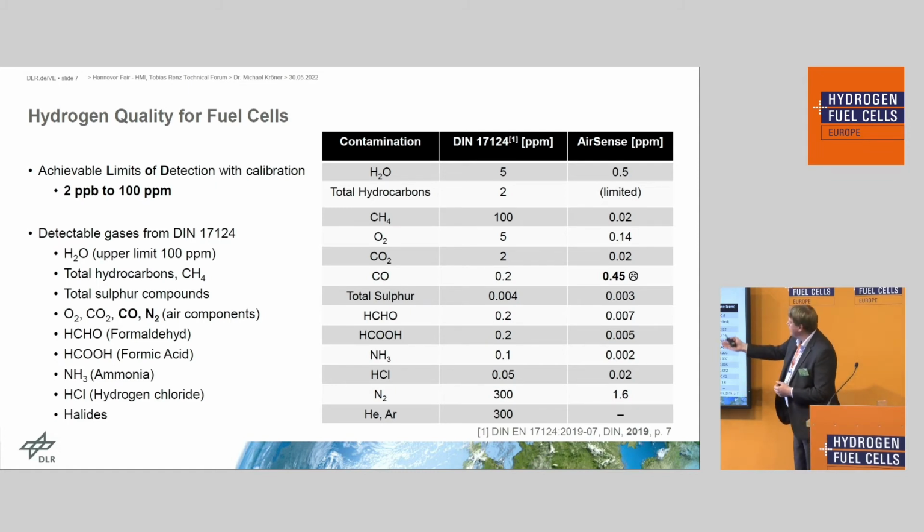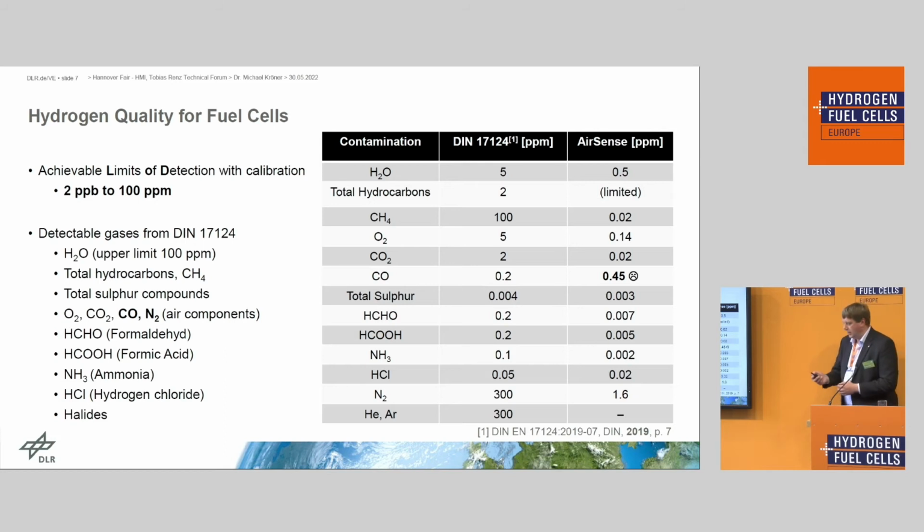So there are different gases that have been shown. Mostly all of them can be detected. With the current system, only helium and argon are not detectable. Therefore, also this ionization mass spectrometer is needed.